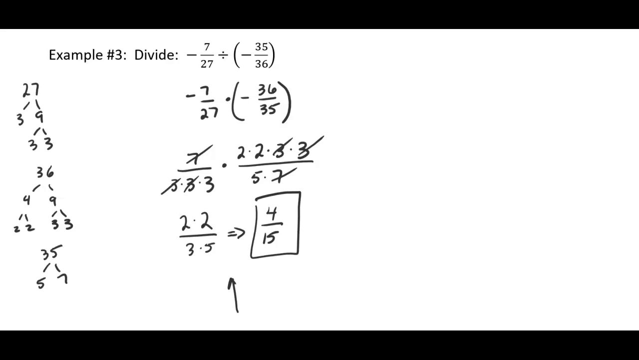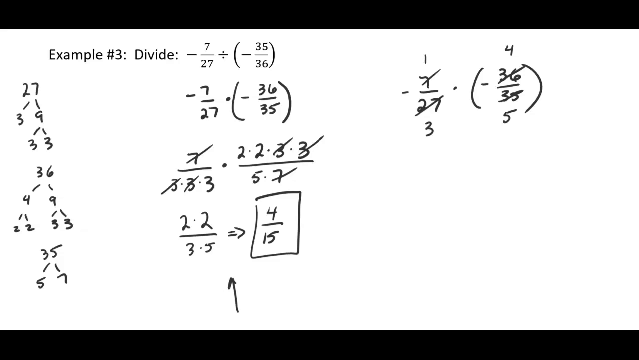Now, we could do it a different way. We could say 7/27, I'll make it negative, times negative 36/35. I still have to change the division to multiplication. But sometimes people like to do this. 9 goes into 27 3 times. 9 goes into 36 4 times. And 7 goes into 7 once. 7 goes into 35 5 times. And that's all fine. That's good.